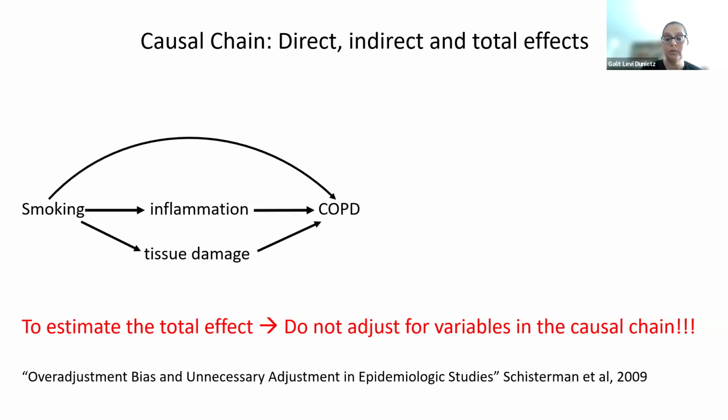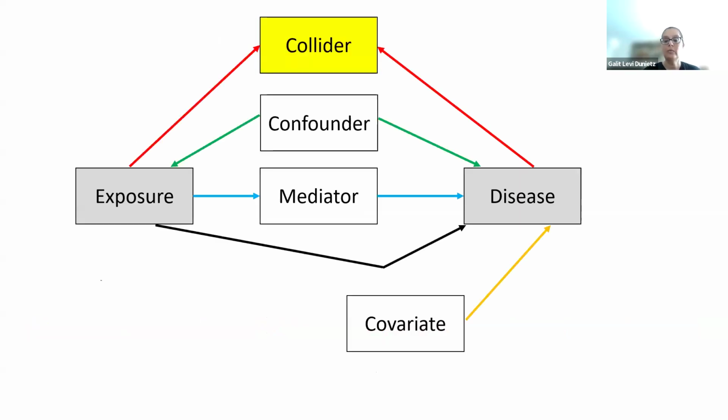There's an excellent paper that was published in 2009 by Enrique Schisterman, and I recommend reading that. And it talks about over-adjustment bias. So yes, there is a risk of over-adjusting for variables in a model. So we need to be very cognizant of what we're including in a model. So now we can talk about colliders.